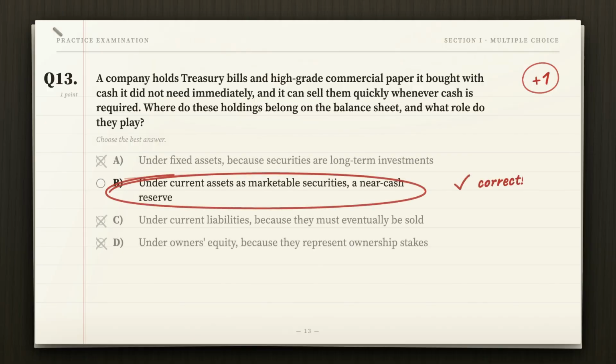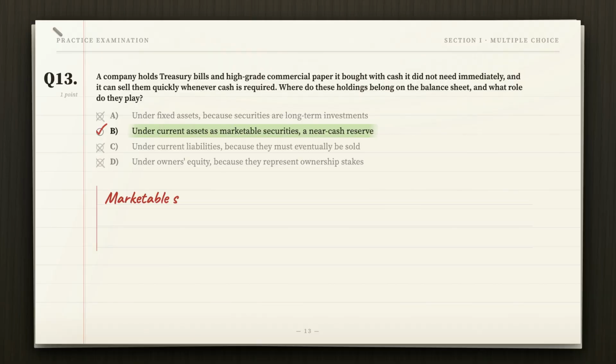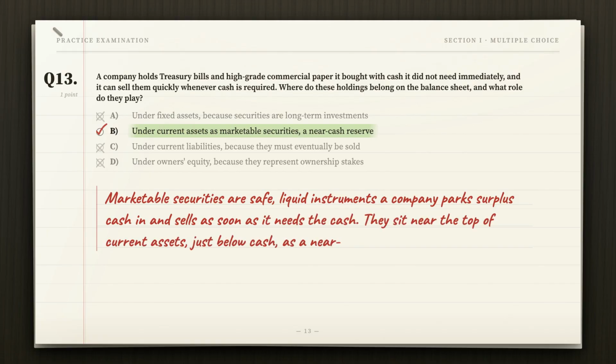The correct answer is B. Under current assets as marketable securities, a near cash reserve. B is correct because marketable securities are safe, liquid instruments a company parks surplus cash in and sells as soon as it needs the cash. They sit near the top of current assets, just below cash, as a near cash reserve.